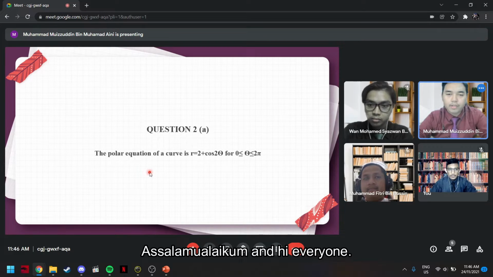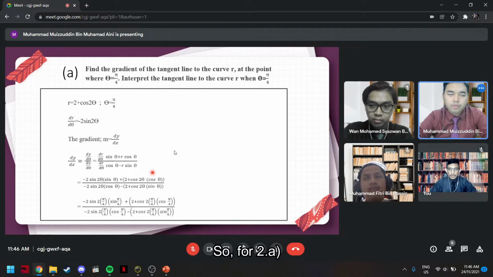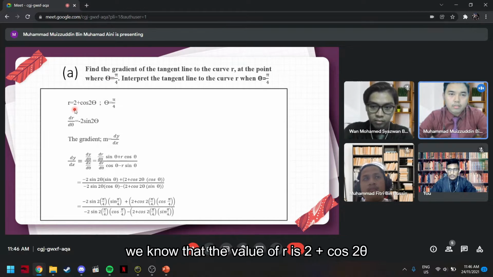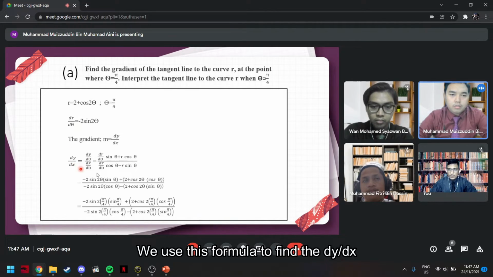Assalamualaikum and hi everyone. Now we go to question 2, 2A. For 2A, find the gradient of the tangent. For the gradient of the tangent, we know that r is 2 plus cos 2 theta and theta is pi over 4. If we differentiate r, we get negative 2 sin 2 theta. Gradient is m, so m equals dy/dx. We use this formula to find dy/dx.